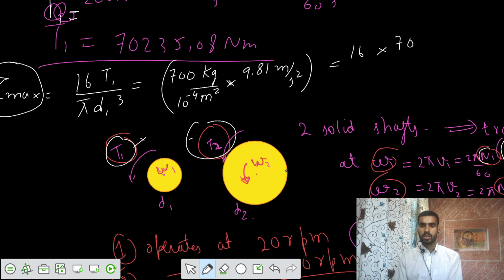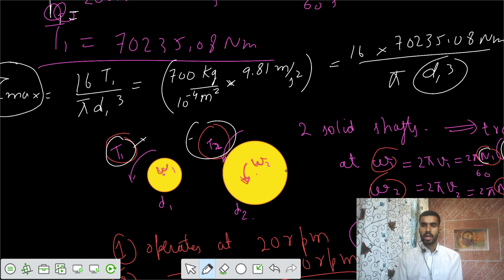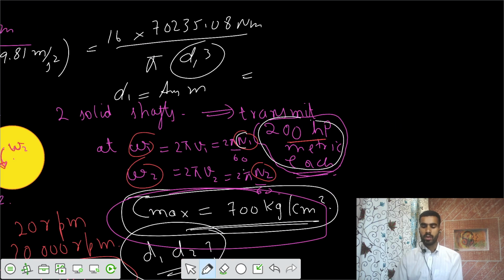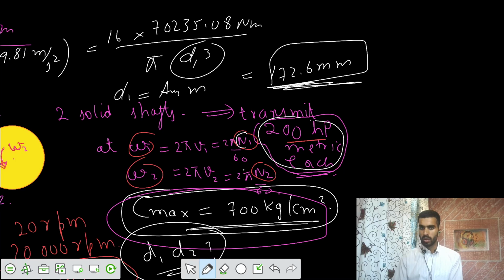Torque 1 is equal to 70235.08 Newton meter divided by pi d1 cube. So you can get a value of diameter 1 in terms of some meter cube, some answer in meters. So finally you would get a value of diameter 1 equals 172.6 millimeter. So you got this diameter 1.